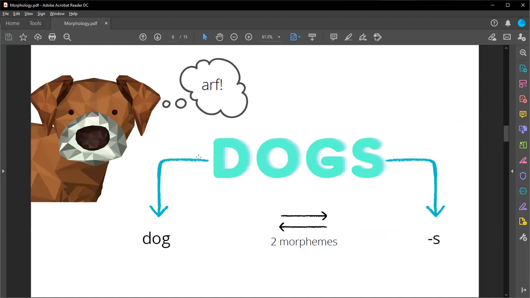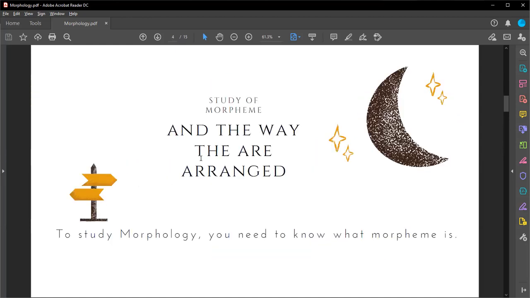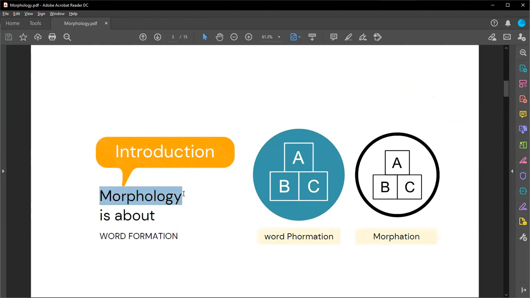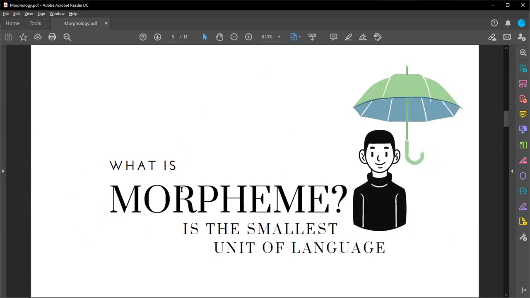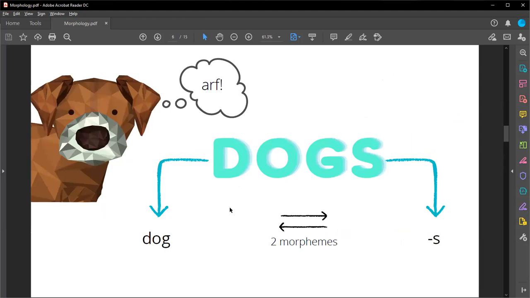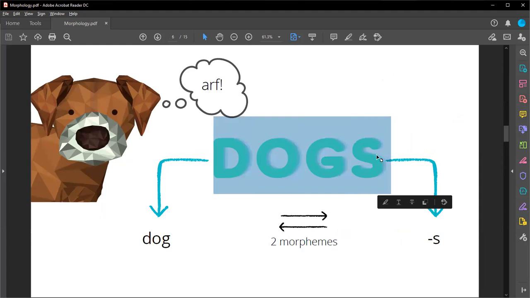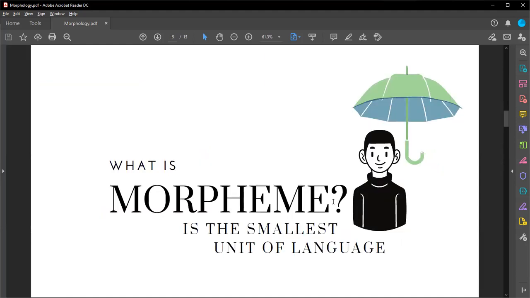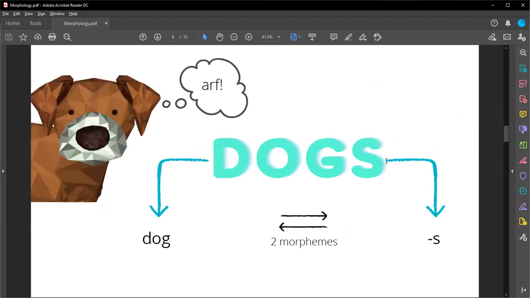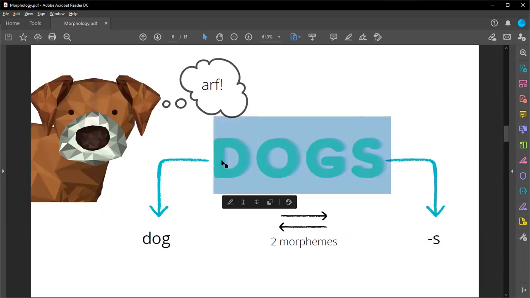So, since we know about morphology, the study of word formation, and we have the morpheme, the basic component or the smallest unit of language, let's start an example. We have a dog. Woof, woof, dogs. Basically, dog or dogs, this is the morpheme. Why? Because this is a word. But is the whole word itself the morpheme?